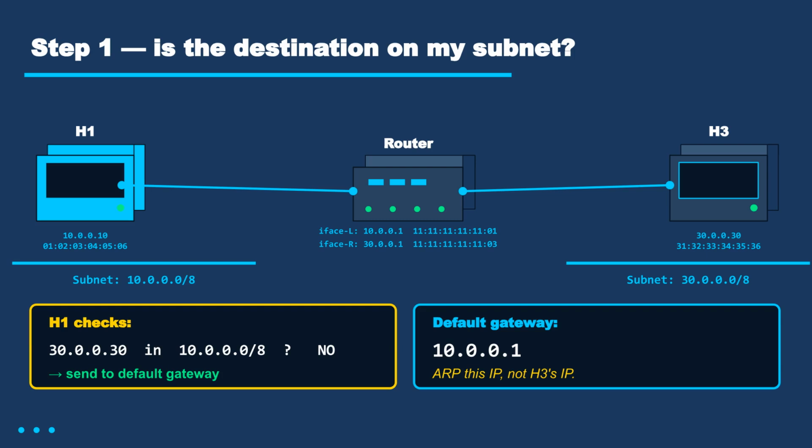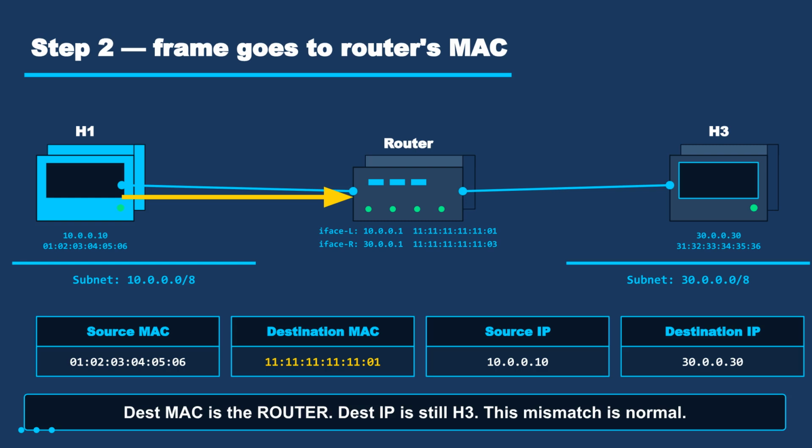H1 checks if the destination is on its own subnet. It is not, so H1 doesn't ARP for H3. It ARPs for the gateway at 10.0.0.1. The frame leaves H1 with the router's MAC as the destination MAC. The destination IP is still H3. That mismatch is how routing works.